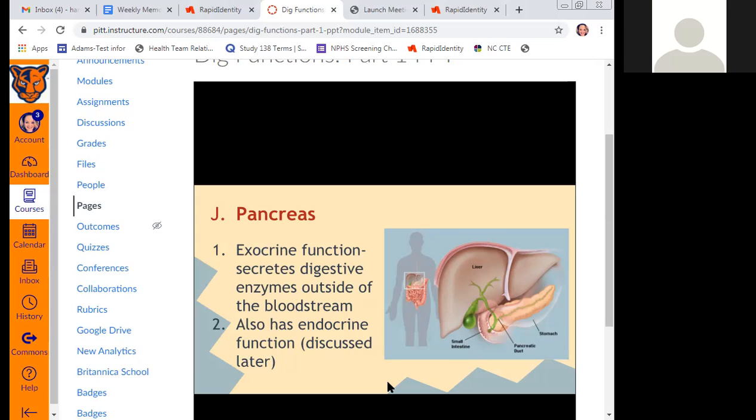Now, the pancreas is really cool because it also has an endocrine function. We're going to talk about that later when we talk about the endocrine system. But just know for the digestive system, the pancreas's function is it secretes enzymes that help us break down food. So it's a heavy hitter in the endocrine system, and it's, you know, a bench warmer in the digestive system.